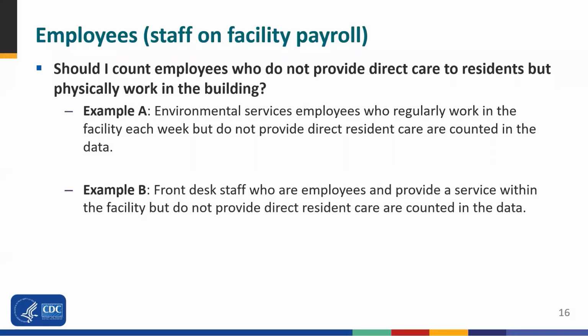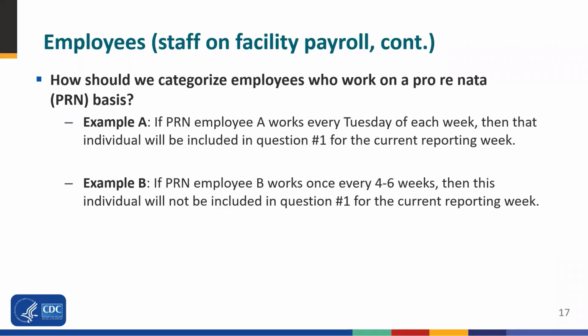Please note that facilities should count healthcare personnel having official responsibilities in the facility, such as attending regularly scheduled meetings or required training. Some individuals work on a pro bono basis, or PRN. A few examples are listed here to illustrate scenarios on whether to include these individuals. So for example, if a PRN employee works every Tuesday of each week, then that individual will be included in question number 1 for the current reporting week. However, if a PRN employee is eligible to work once every 4 to 6 weeks, then this individual will not be included in question 1.